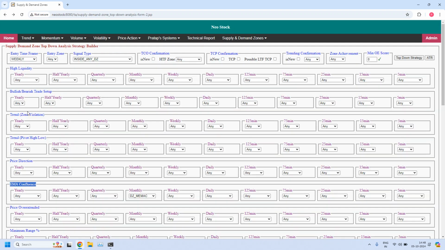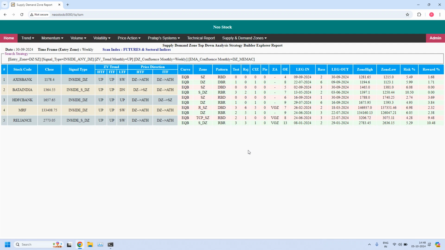So what I can do in the zone confluence, in the trend, the monthly time frame, let me make it uptrend. Because EMA confluence makes sense only in a trending market, not sideways. See, 5 stocks. So probably these 5 stocks are high probability setups. Weekly zone is part of the monthly zone, and monthly zone is having monthly EMA confluence.